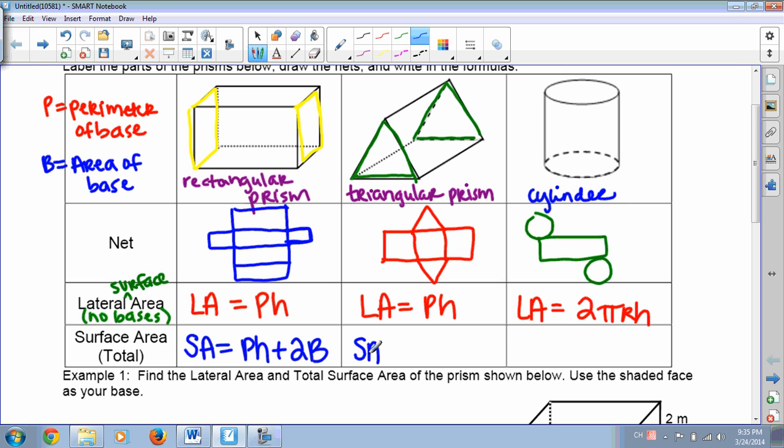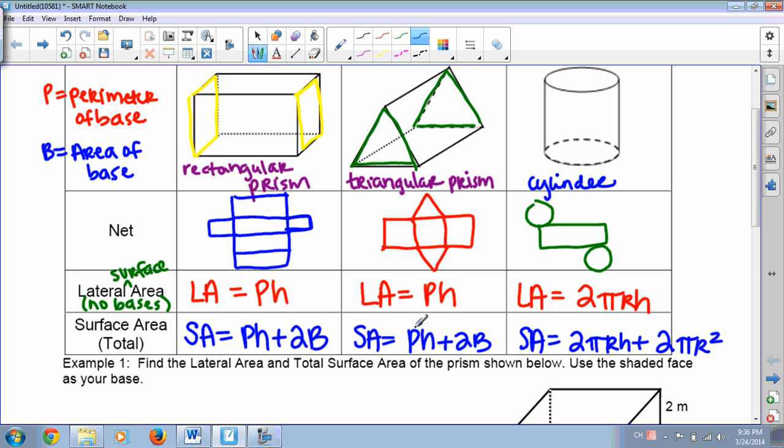And since there are two bases with the prisms, it will be 2 times B. Same thing for triangular prism. Big PH, perimeter of the base times its height, plus 2 times the area of its base. And the surface area of a cylinder is the lateral surface area, 2 pi RH, plus the area of the bases. Well, the area of the bases for a cylinder, the shapes are two circles, so it's 2 pi r squared, because the area of a circle is pi r squared, and we have two circles.